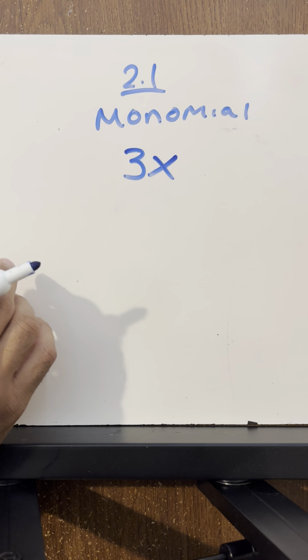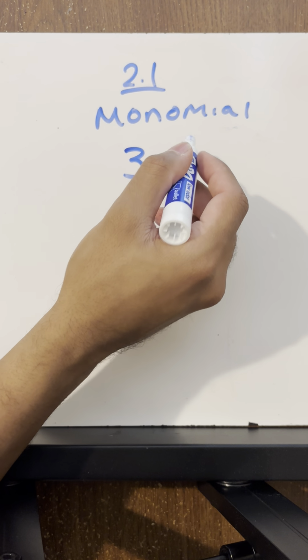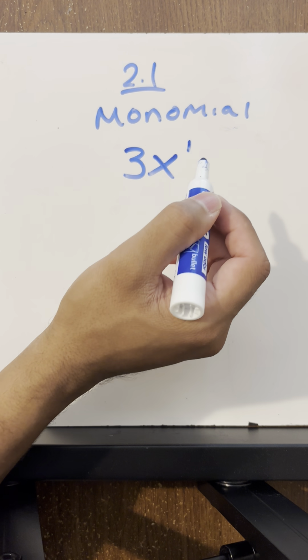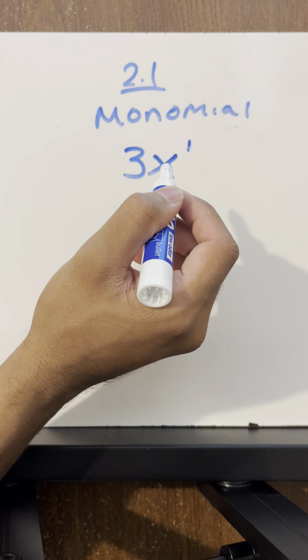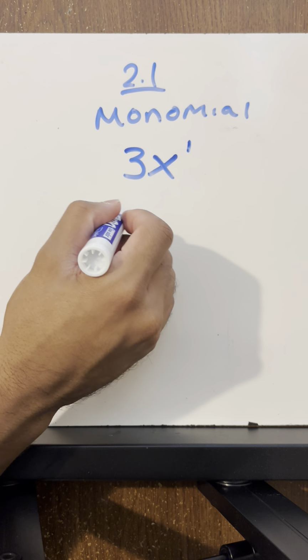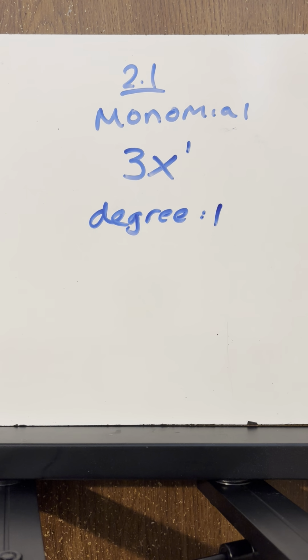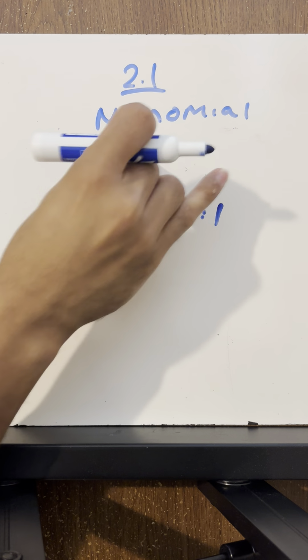How about 3x? To count the degree, we have to add the exponents of any variable in our term. In our term, we have one variable with an exponent of 1. So the degree is just 1. Let's take a look at the next question.